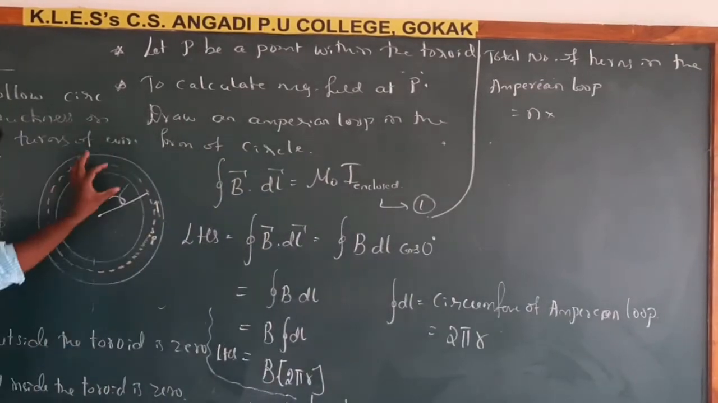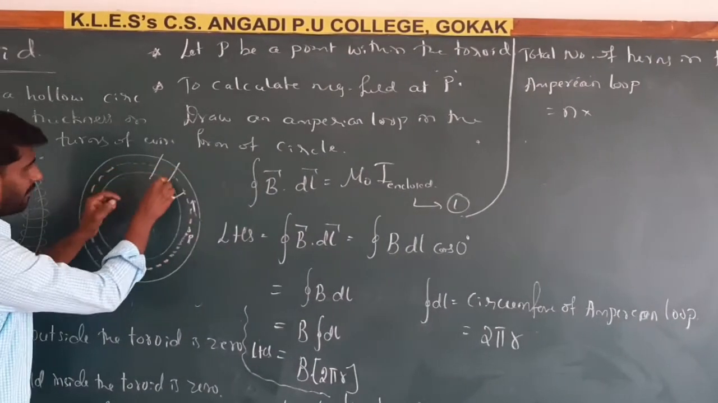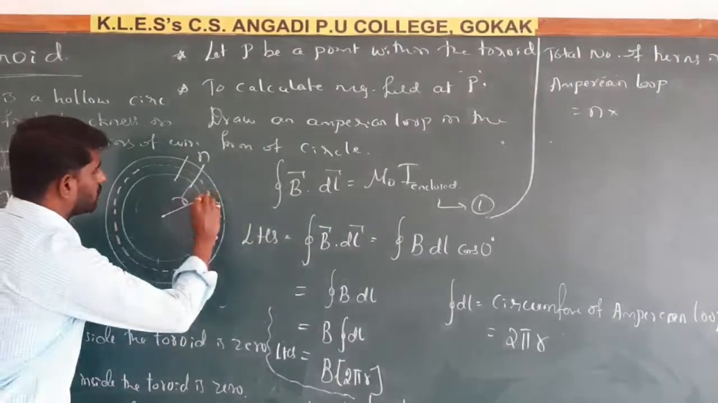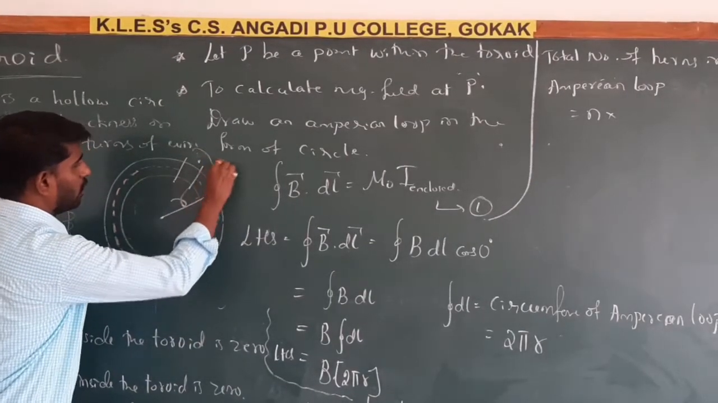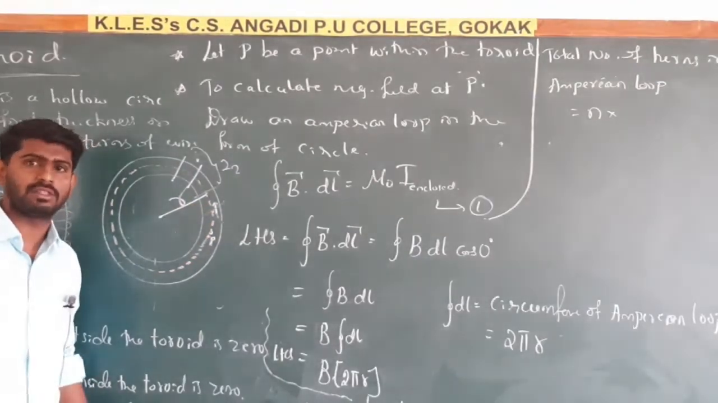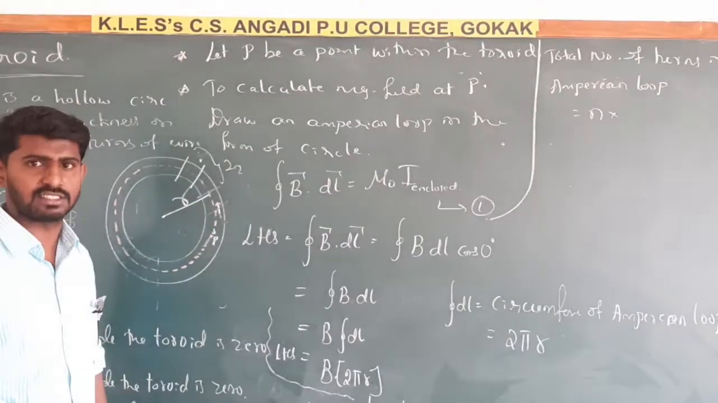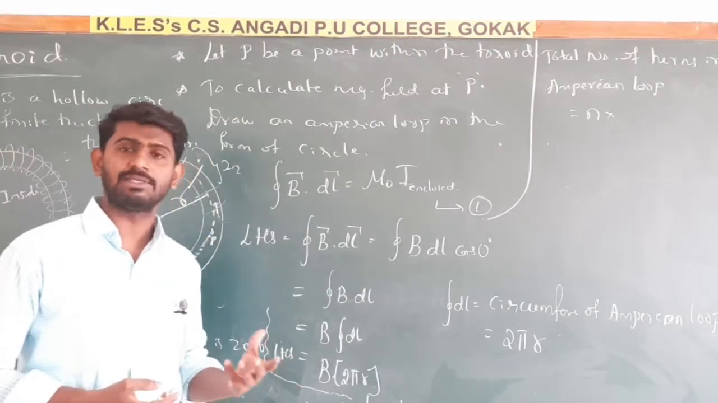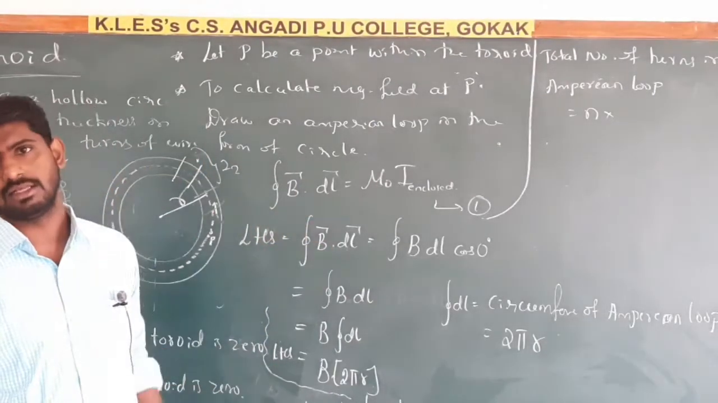Suppose we take 1 cm; within it there will be n number of turns. If we take 2 cm, there will be 2n turns. For 3 cm, 3n turns. For 4 cm, 4n turns. For 5 cm, 5 into n, 5n turns.